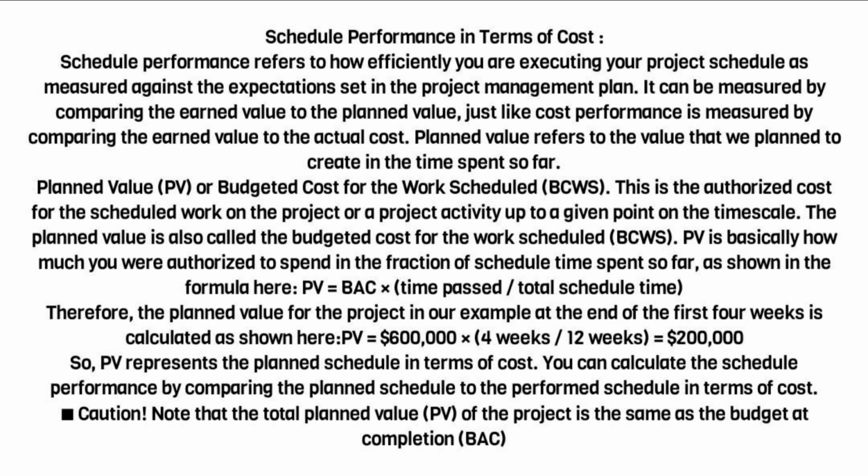Therefore, the planned value for the project in our example at the end of the first 4 weeks is calculated as shown here. PV equals $600,000 times 4 weeks / 12 weeks equals $200,000. So, PV represents the planned schedule in terms of cost. You can calculate the schedule performance by comparing the planned schedule to the performed schedule in terms of cost. Caution! Note that the total planned value, PV, of the project is the same as the budget at completion, BAC.